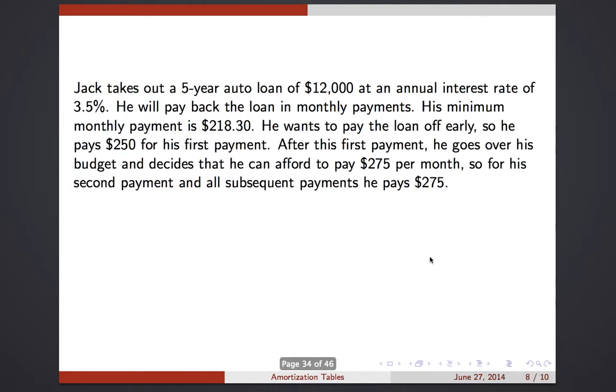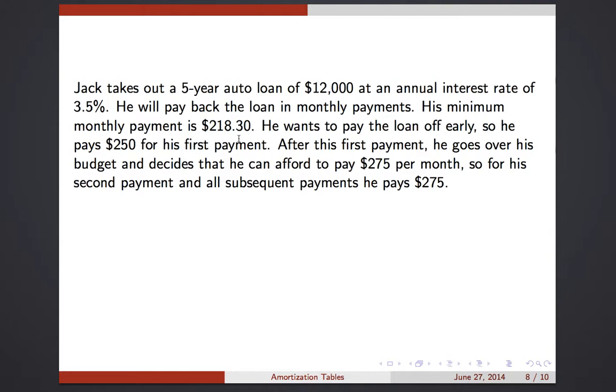So suppose Jack, though, decides he wants to pay off the loan early. So instead of paying $218.30, he pays $250. And then after that payment, he decides, well, I can afford an extra $25 a month. So for his second payment and all other future payments, he pays $275. And you can do this, of course. The bank wants at minimum $218.30. You can pay them whatever you want beyond that. And you just have to tell them you want that money to go to principal, and it will.